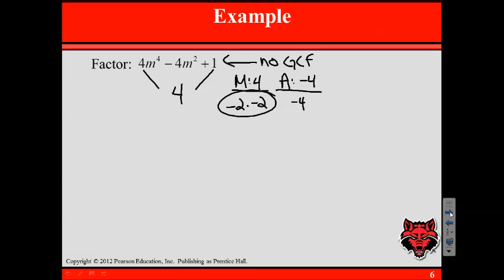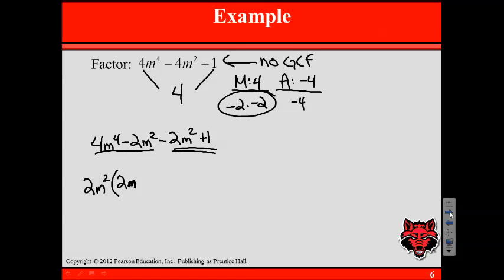We replace the middle term with these two factors. Remember, they get the same variable that the middle term started with. So this becomes 4m to the fourth minus 2m squared minus 2m squared plus 1. We group the first two terms together, group the second two terms together. In the first group, the GCF is 2m squared. And when we factor out 2m squared, that leaves us with 2m squared minus 1.